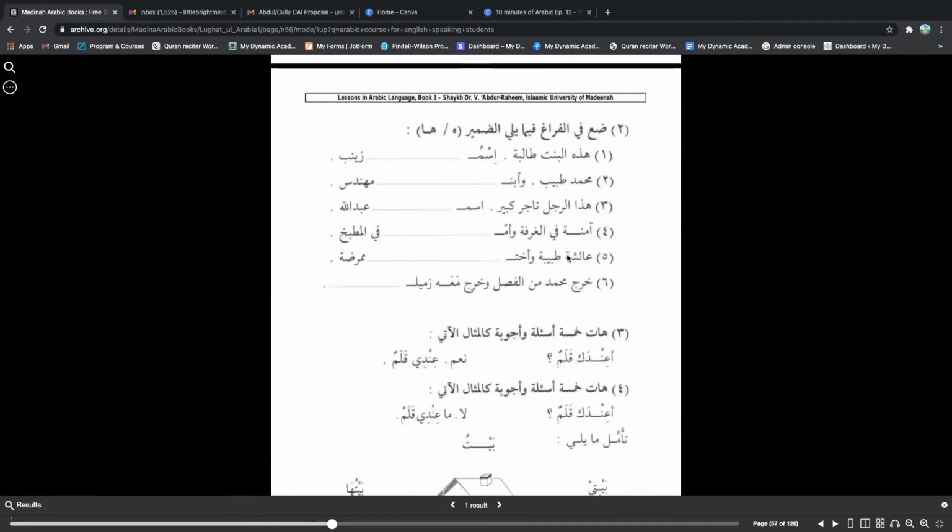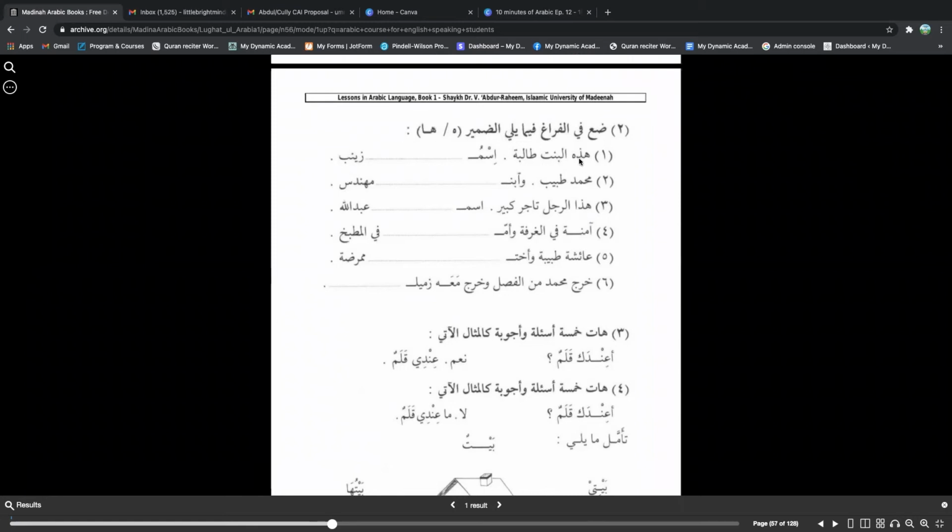ضع في الفراغ فيما يلي الضمير. So either hu or ha. These are both possessive pronouns. And so it's saying to put in the blank, from what follows, the pronoun or noun hu or ha. Hu refers back to he or him, and ha refers back to she, refers back to her.